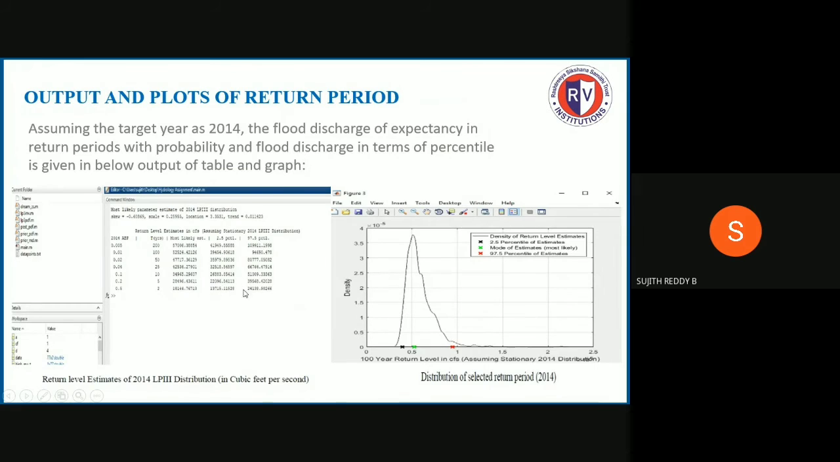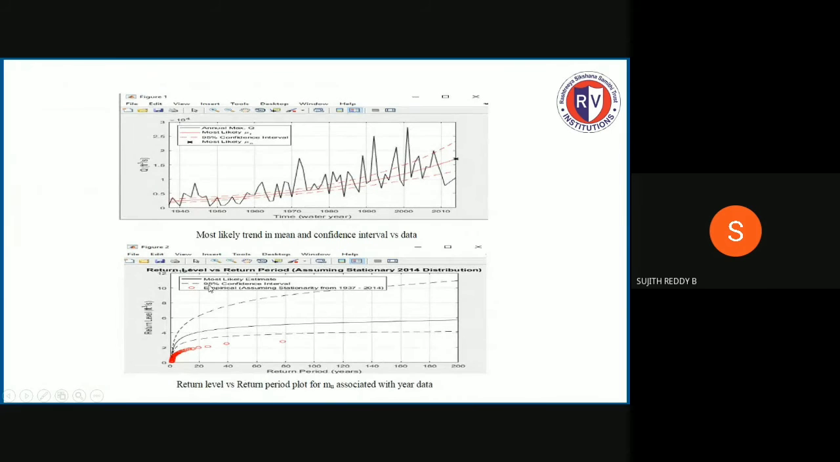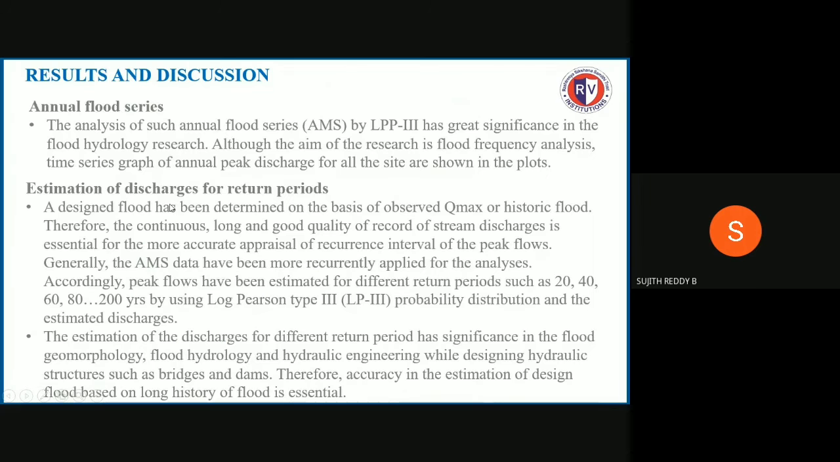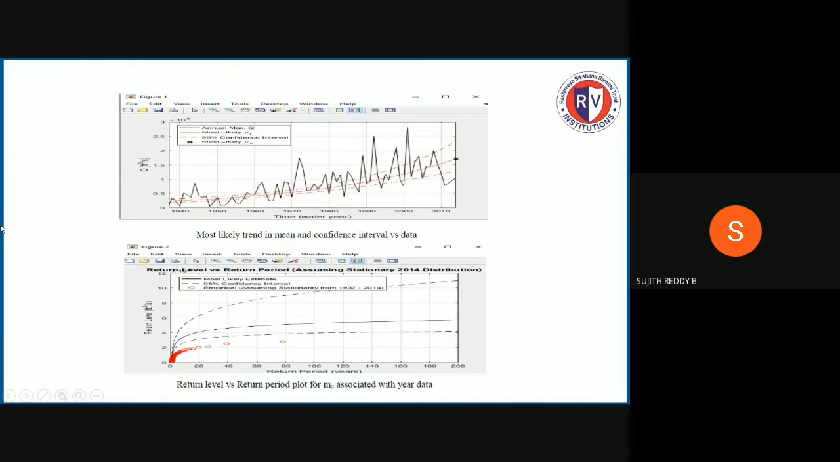The same values have been plotted in terms of graph here. These are the values of annual mean discharge for different years, and an average plot has been calculated here with the help of a MATLAB function. And coming to the results, the analysis of such floods by LP3, nothing but Log Pearson type 3, has great significance in flood hydrology research. It gives the best fit probability curve. This is nothing but the best probability curve which has been calculated.